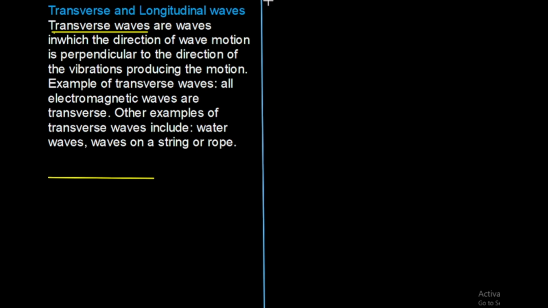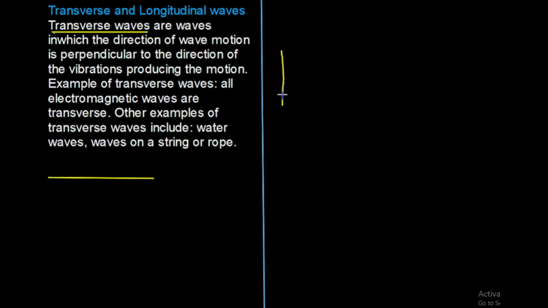Now, also, waves can be classified into transverse and longitudinal. Now, the transverse waves are waves in which the direction of wave motion is perpendicular to the direction of the vibration producing the motion. All right, direction of wave motion is perpendicular to the direction of the vibrations producing the motion.